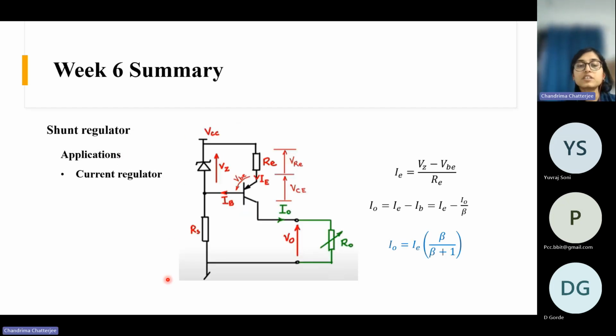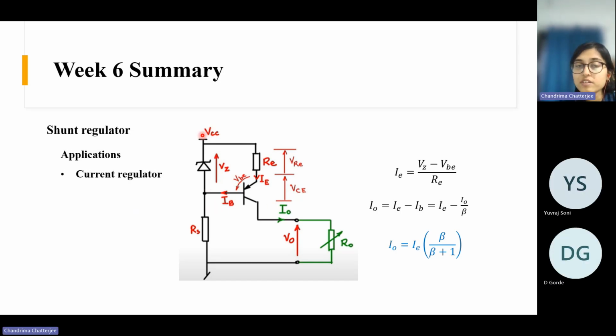What are the other applications? The other application can be a current regulator. Earlier we saw a voltage regulator where we can get a constant output voltage. Here we can get a constant current through the load. How can we get it? First see the circuit carefully.